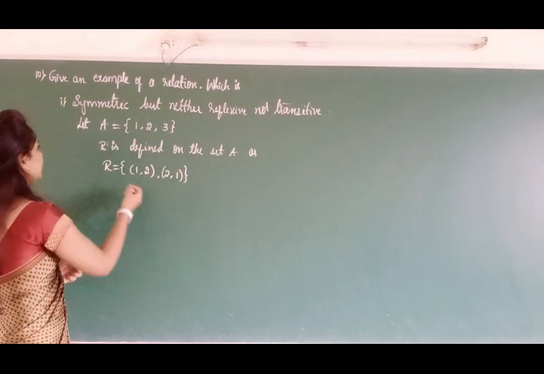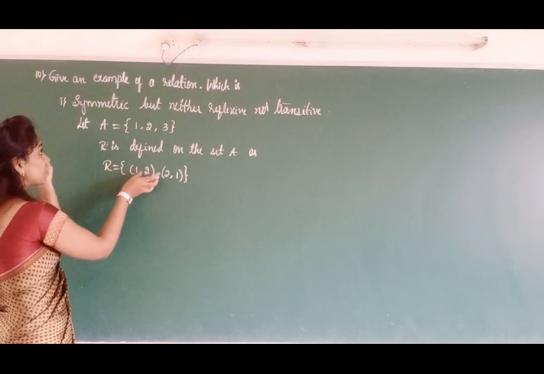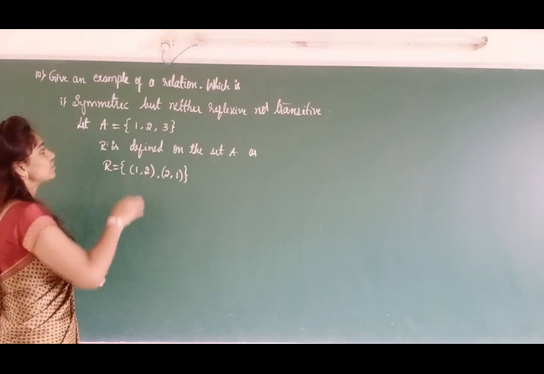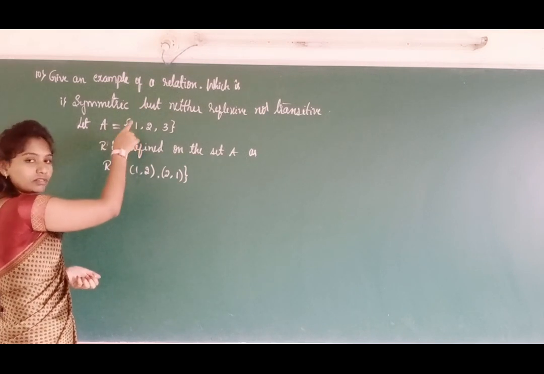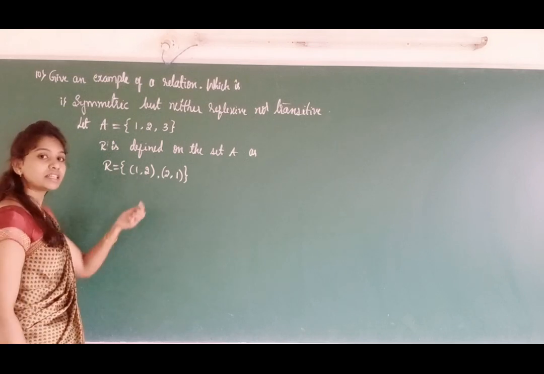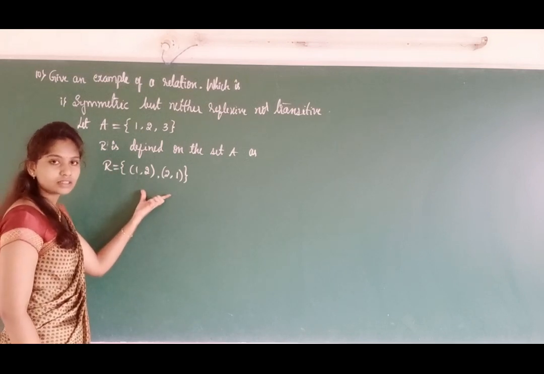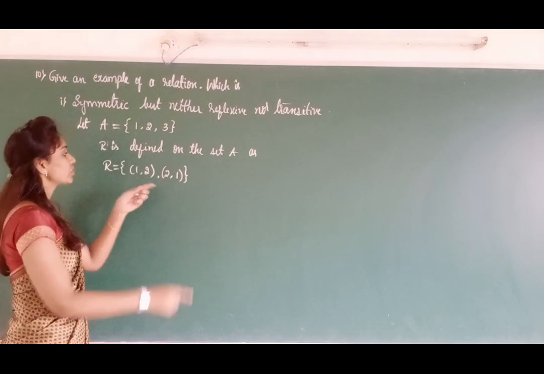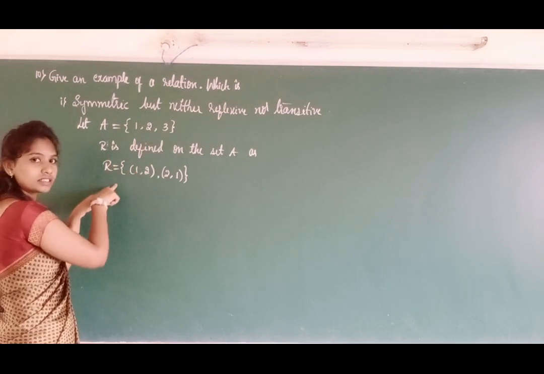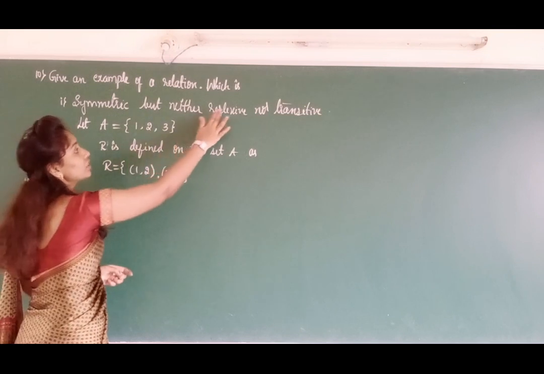Observe, this is not reflexive. Why is it not reflexive? For reflexive, we have to show the elements 1, 1, 2, 2, 3, 3 belong to R. But are they here? No, right? That's why this is not reflexive. 1, 1, 2, 2, 3, 3 do not belong to the set R. That's why this is not reflexive.